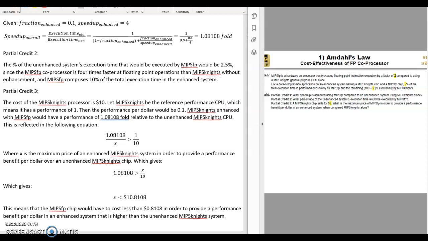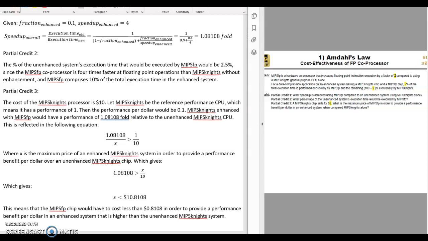So the second question asks, what percentage of the unenhanced system's execution time would be executed by MIPS FP? So the percentage of the unenhanced system's execution time that would be executed by MIPS FP would be 2.5%, since the MIPS FP coprocessor is 4 times faster at floating point operations than MIPS NICE without enhancement, and MIPS FP comprises 10% of the total execution time in the enhanced system, which is just common sense.